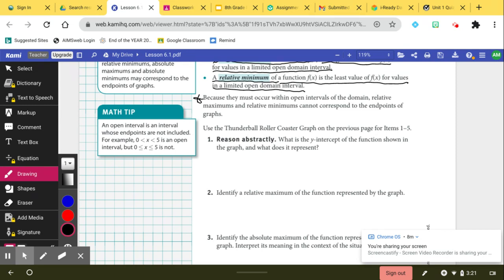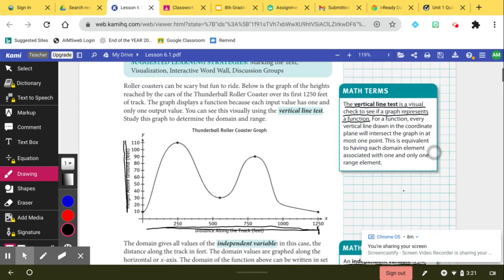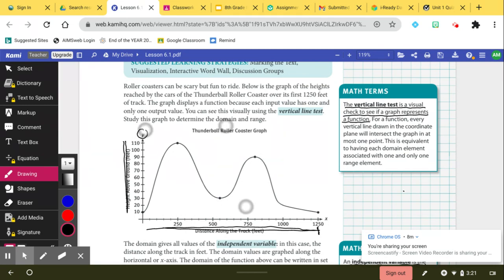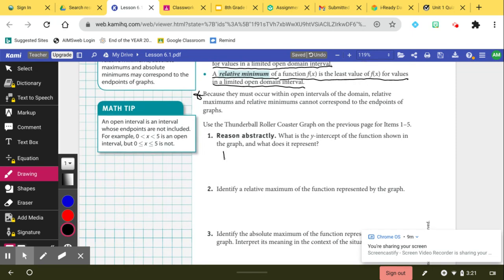Item 1 says, what is the y-intercept of the function shown in the graph and what does it represent? So I'm going to scroll back up to my graph. What is the y-intercept? That's where it crosses the y-axis, the vertical axis. Well, it crosses the y-axis right here at 10. And the y's tell me the height above the ground in feet. So that means my y-intercept is 10, and it means the roller coaster starts at 10 feet in height.